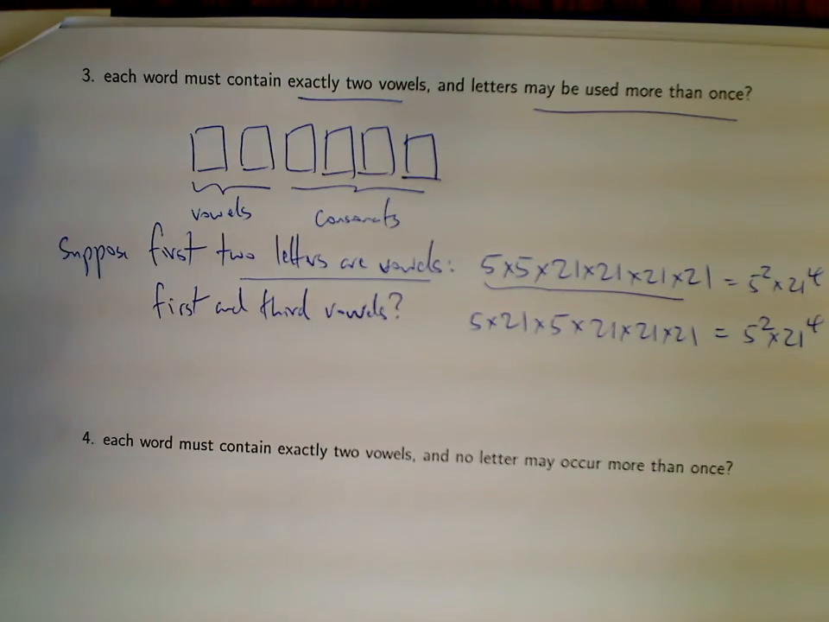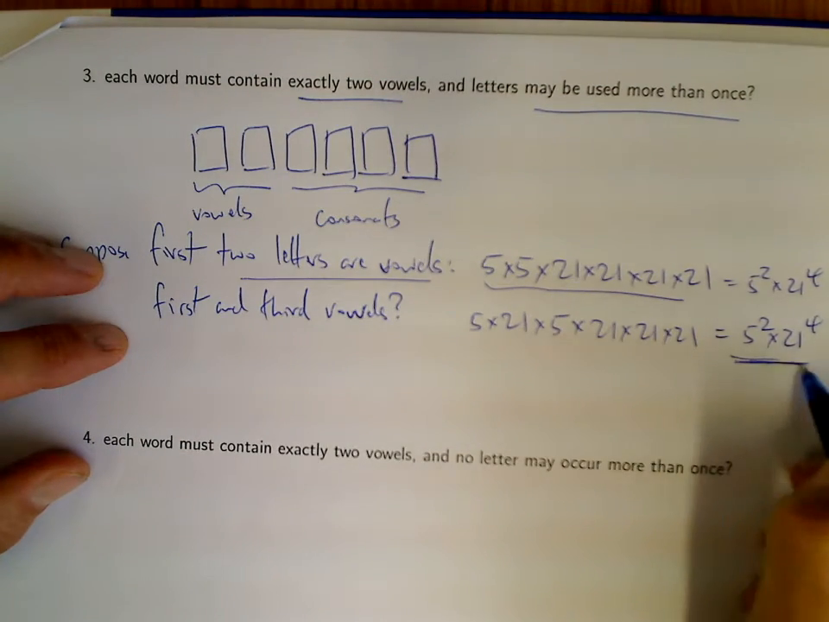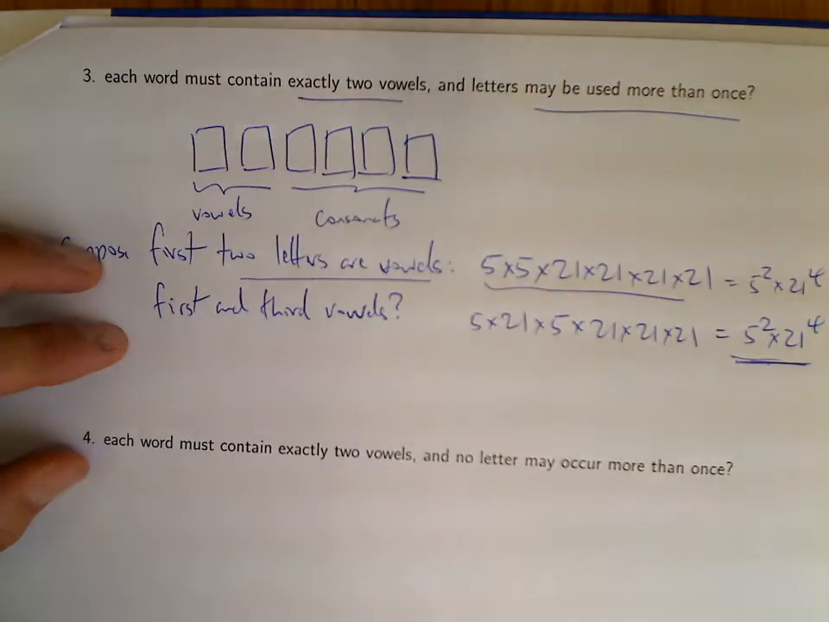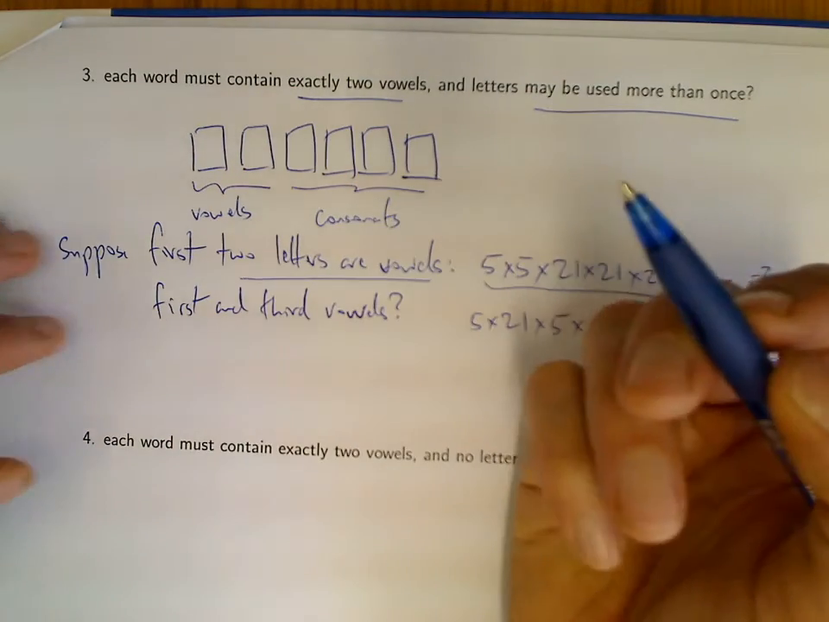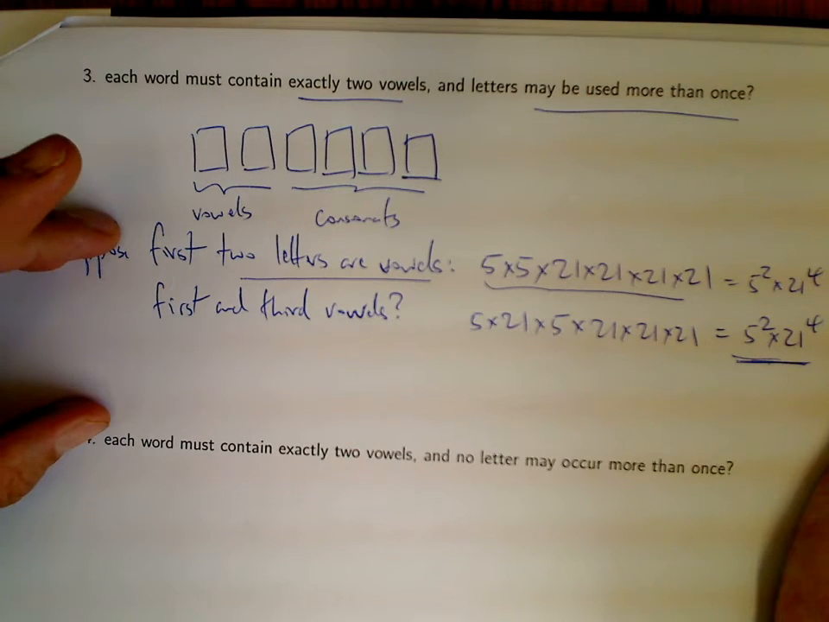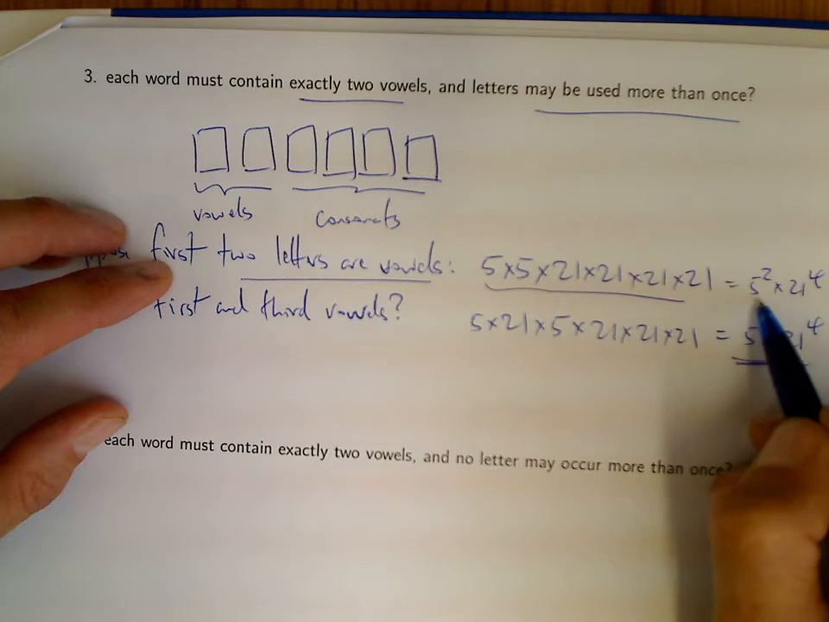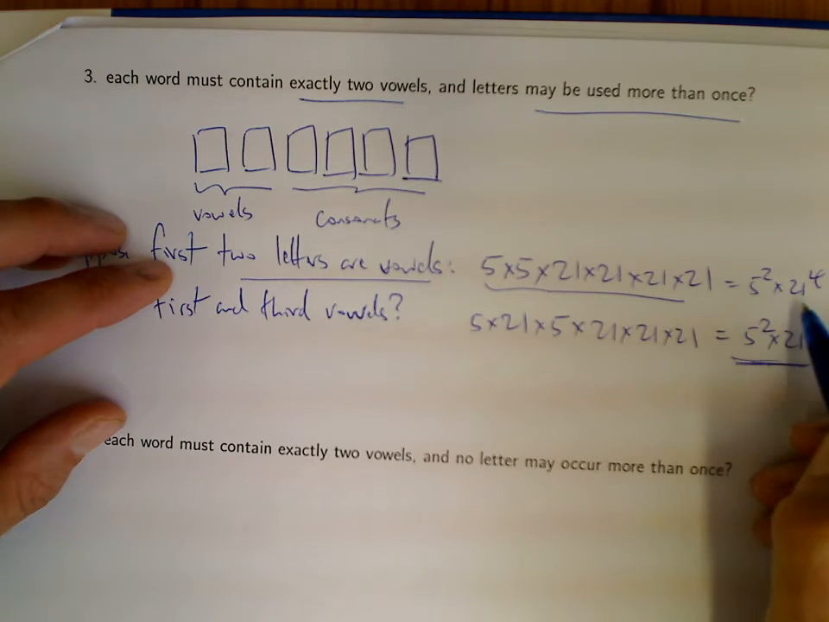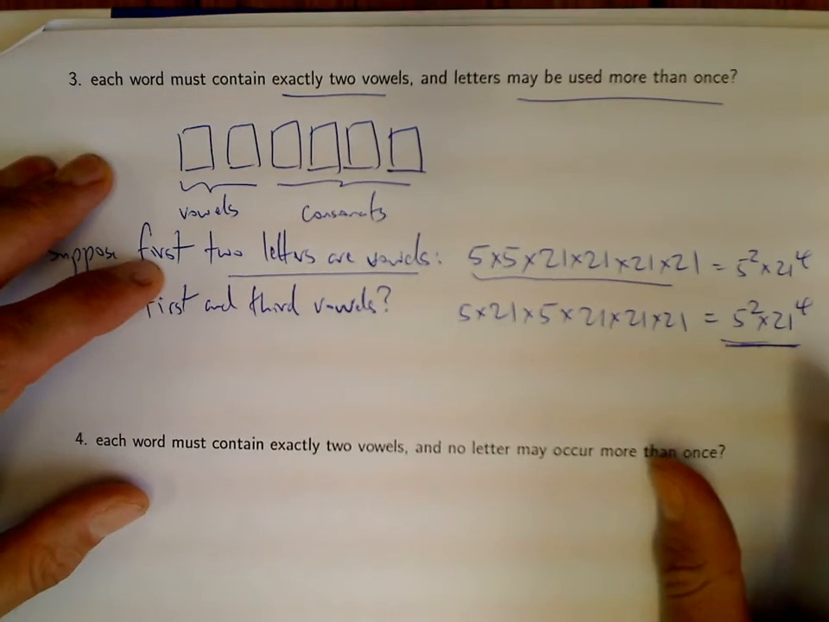And so essentially we get a 5 squared times 21 to the 4 for every possible way of choosing 2 of these boxes to be vowels. So the way that we could think about building up this word is first we choose which 2 boxes are going to have vowels in them, and then we choose the vowels to go in them, and there'll be 5 squared ways to choose the vowels that we use, and then we choose the consonants for the remaining 4 boxes, and so that's going to be 21 to the 4.